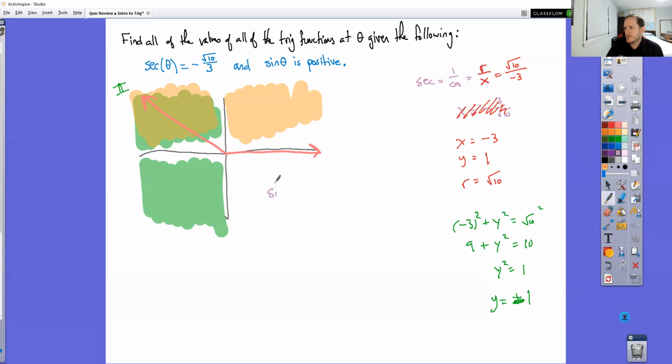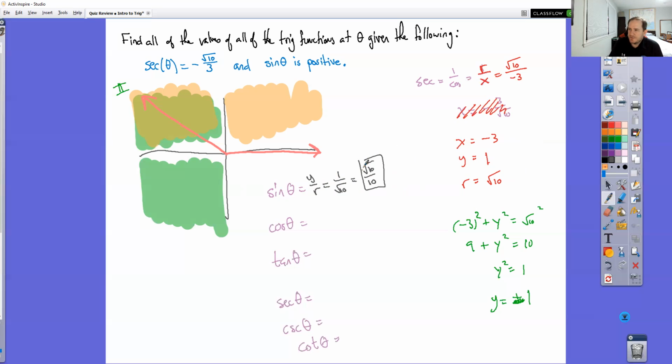Sin theta, cosine theta, tangent theta, secant theta, cosecant theta, cotangent theta. And it's kind of just plug and chug now. Sine is y over r. So sine is going to be 1 over root 10. And if we clean that up by multiplying by root 10 over root 10, we get root 10 over 10.